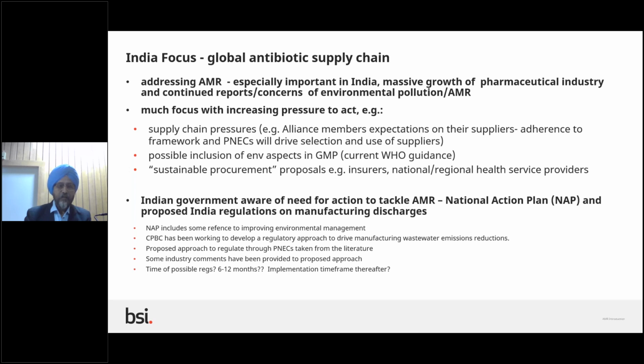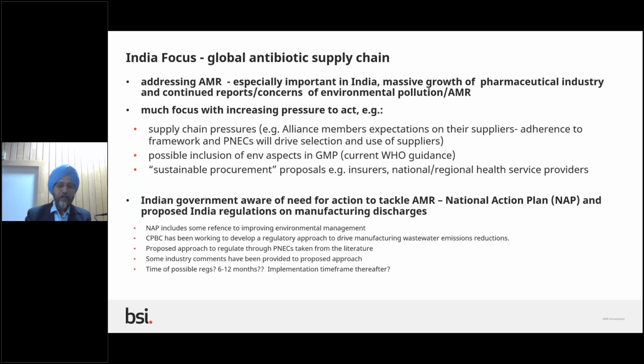And there is also possible inclusion of environment aspect in GMP. For example, WHO has included the guidance in their Annexure 6. So it is a guidance now, and it could become a legislation or mandatory requirement in coming years. And on sustainable procurement, certain insurance companies, insurers like in Germany, AOK, and also Nordic countries, have put up environment criteria for procurement of medicine.